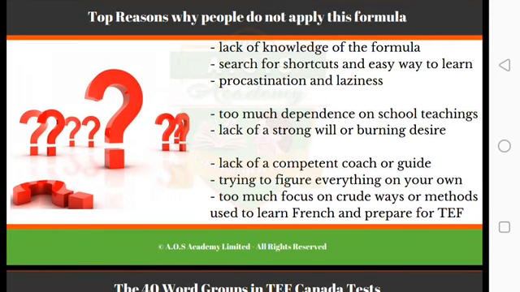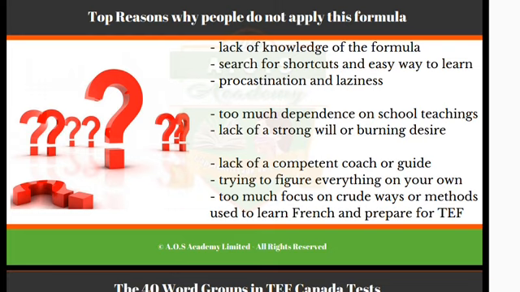Now, top reasons why people do not use this formula. One, they don't even know the formula, a lack of knowledge of the formula. Two, they search for lots of shortcuts and easy ways to learn, which is not actually a bad thing, but the shortcuts they are making use of are not the right ones to look for. They are the bad shortcuts. There are good shortcuts, and you will be learning that in the online course.